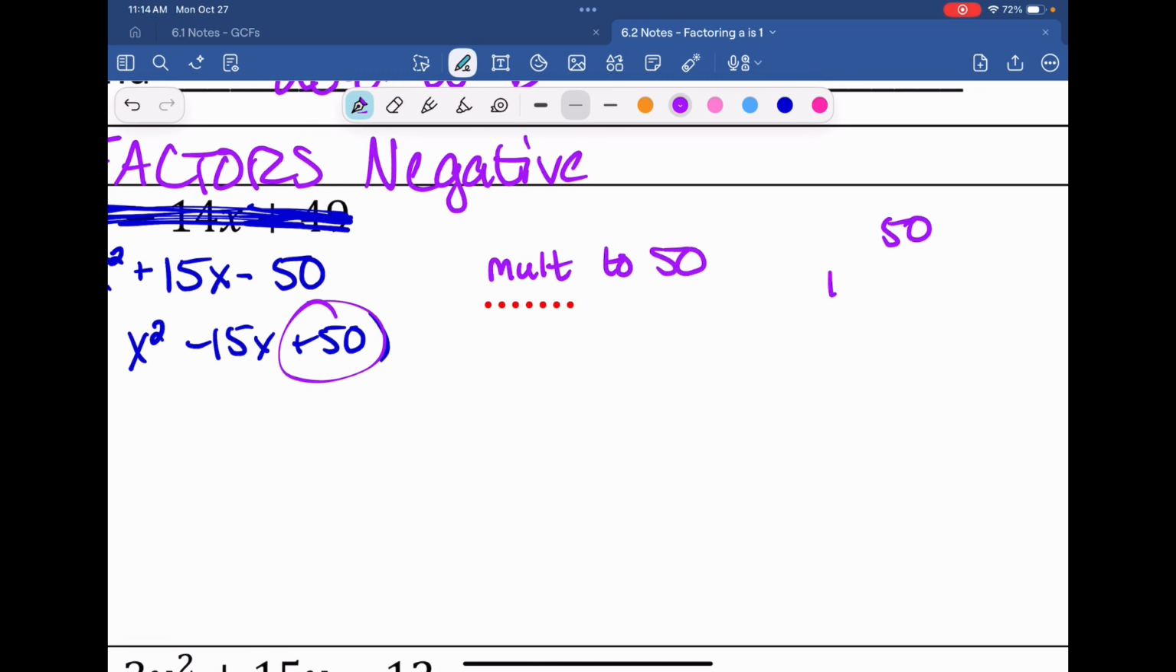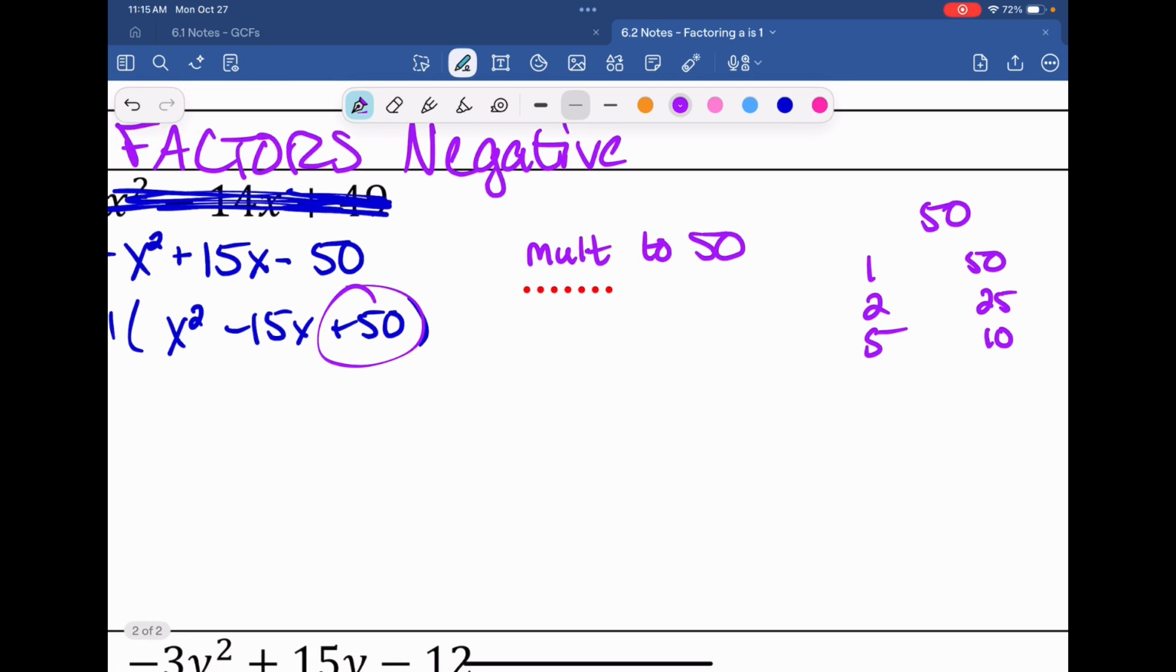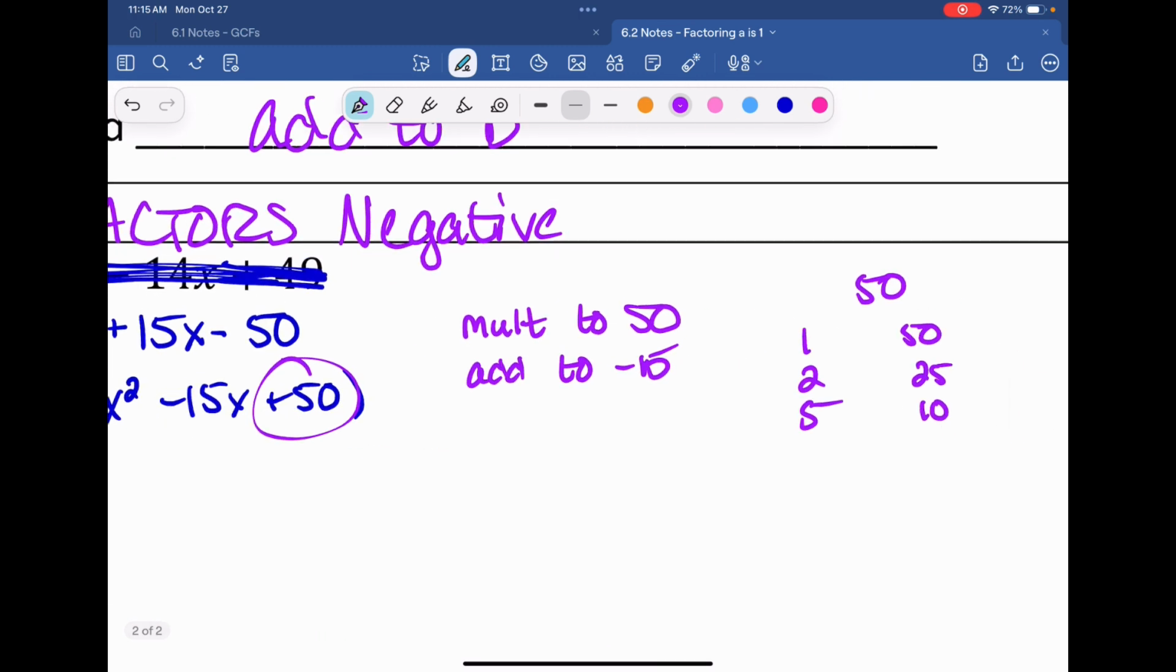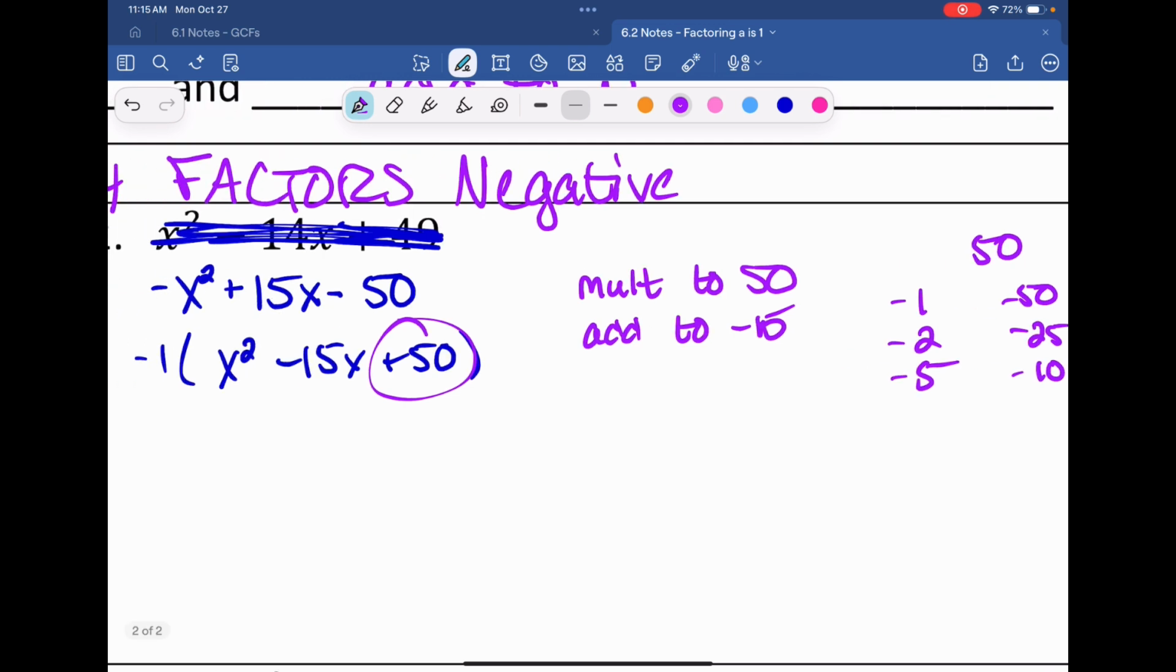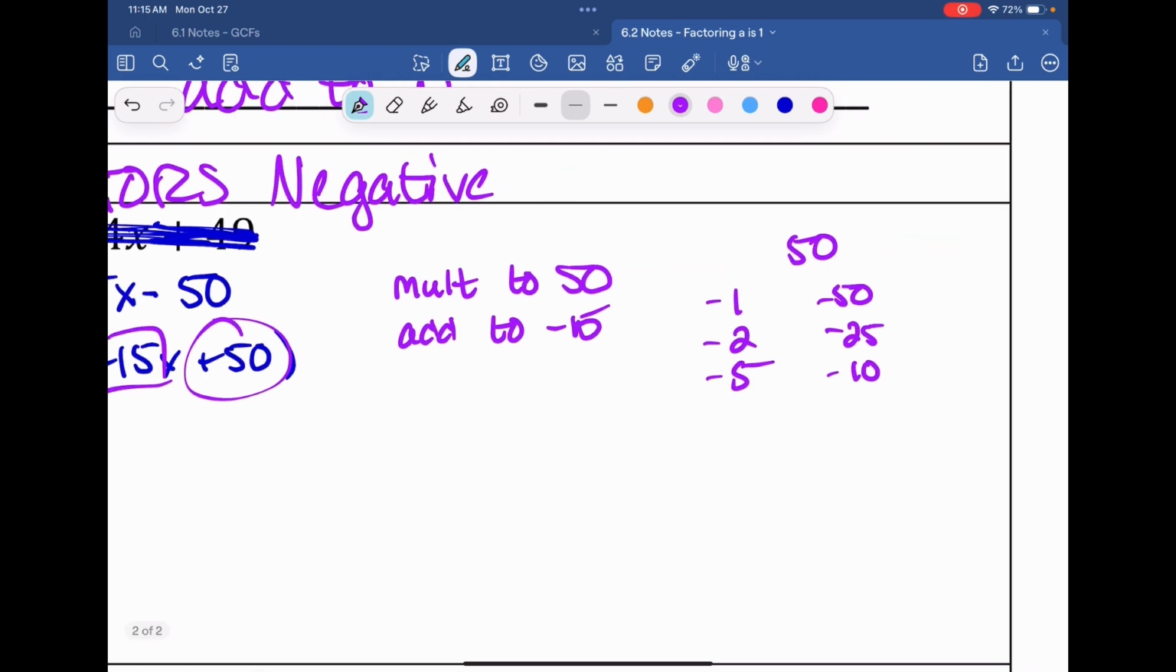So it's 1 and 50, 2 and 25, 3, no, 4, 5, and 10. I think that's probably it. But then it also has to add to negative 15. Okay, we've already established that both factors have to be negative. Well, the pair that adds to be negative 15 is negative 5 and negative 10.